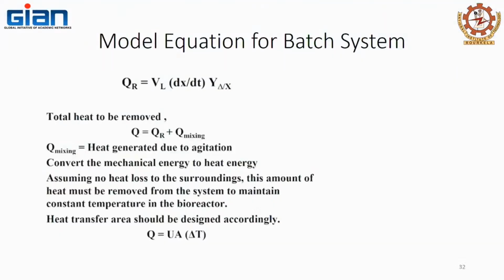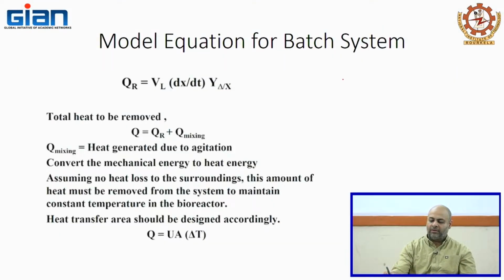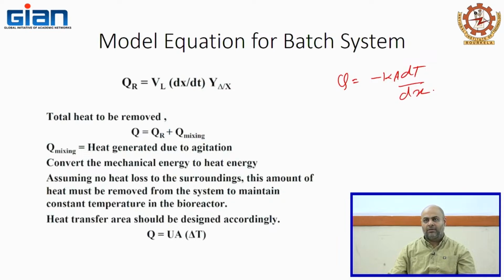Now the model equation for heat transfer, if you remember, Q is minus kA dT by dx. Now dx is the distance, dT is the temperature difference. You have to have that gradient. k is your conductivity, A is your cross-sectional area.